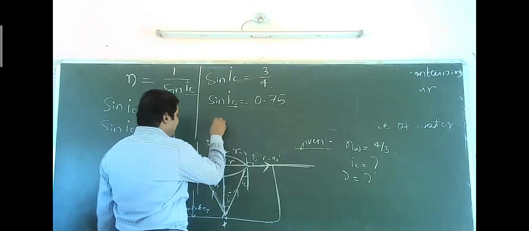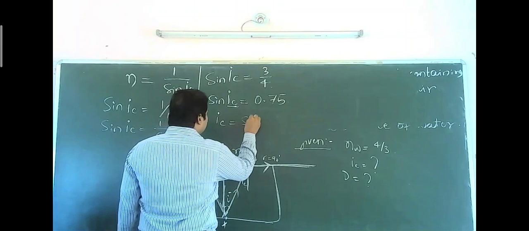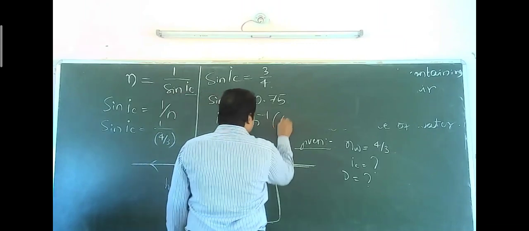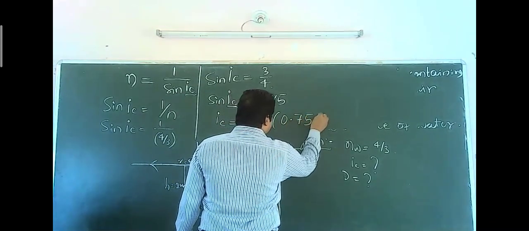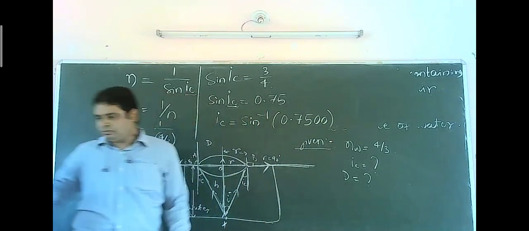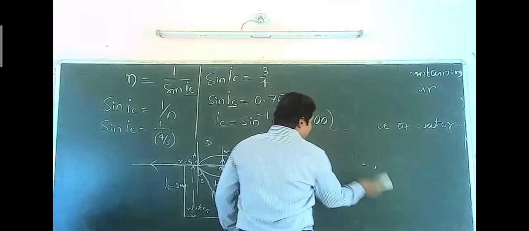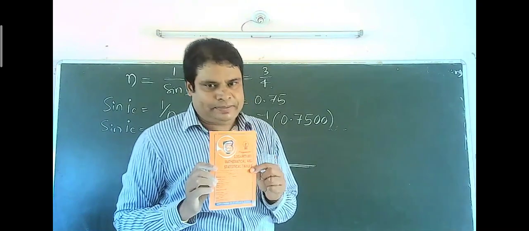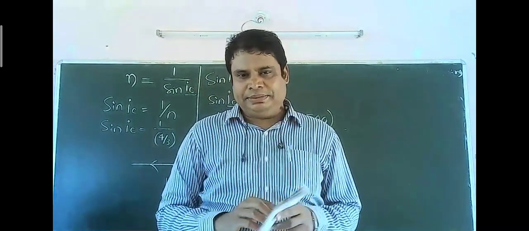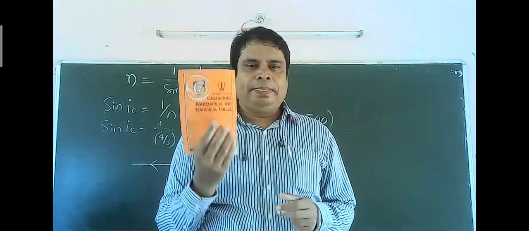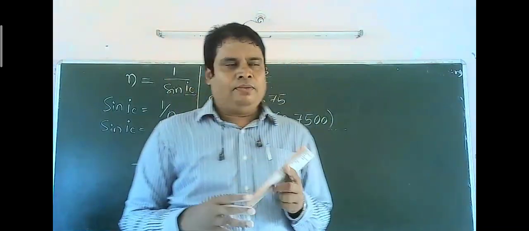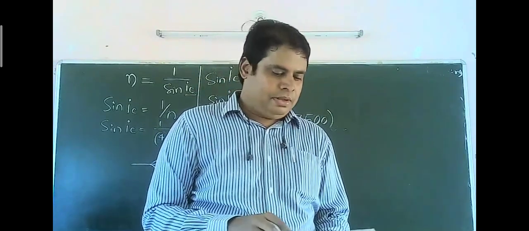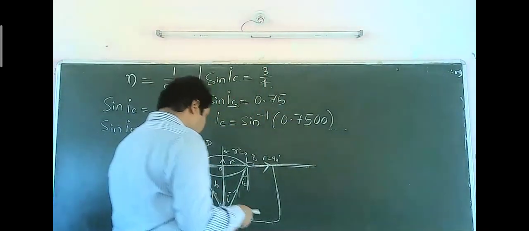We want IC, the critical angle. IC will be equal to sin inverse of 0.75, an inverse function. We have to get this value by using the log table. This will be supplied in the examination hall. In the exam hall, they will provide this, where you have direct sine, cosine, log, antilog. You can use this.